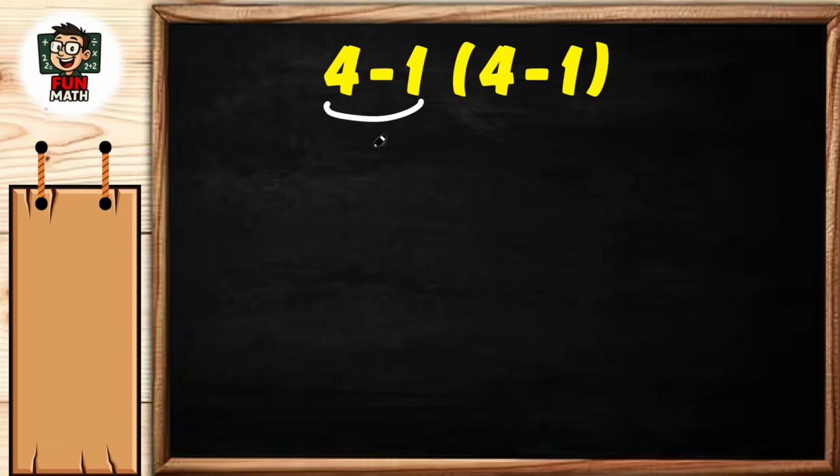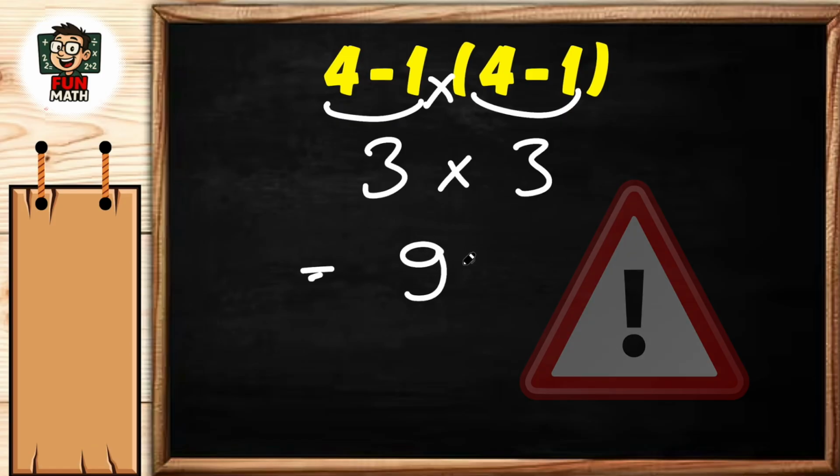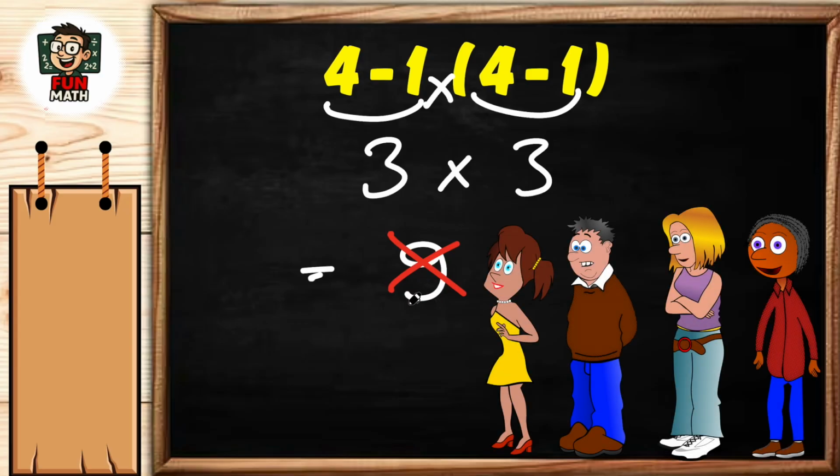4 minus 1 equals 3. There is a hidden multiplication. Now multiplication, 3 times 3 equals 9. If you solve it this way, you made a mistake, because we didn't pay attention to order of operations.